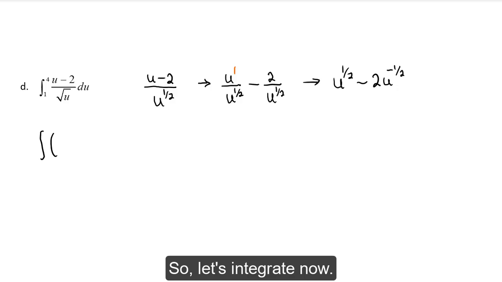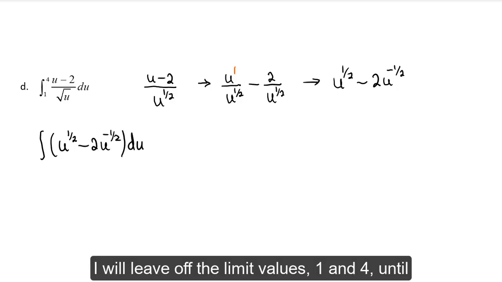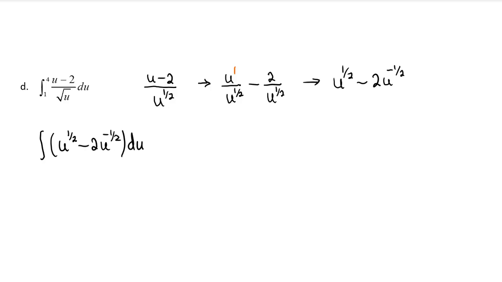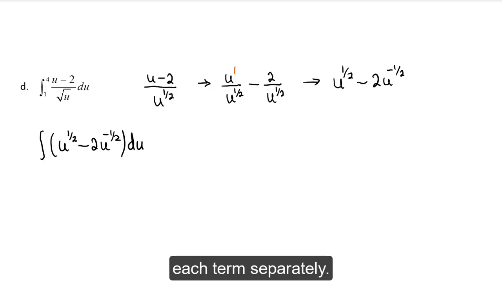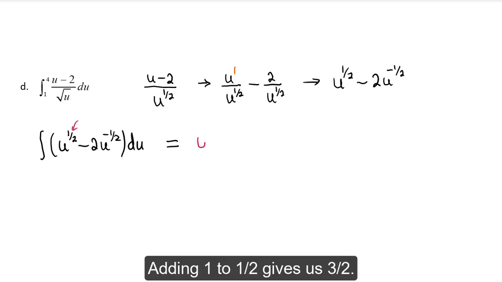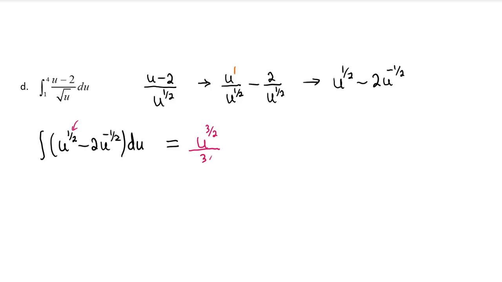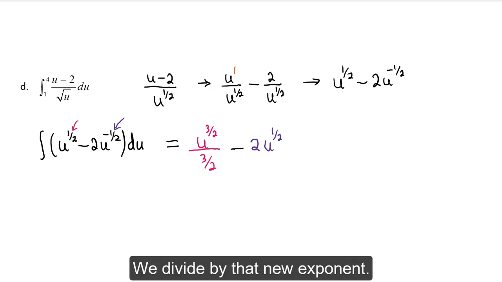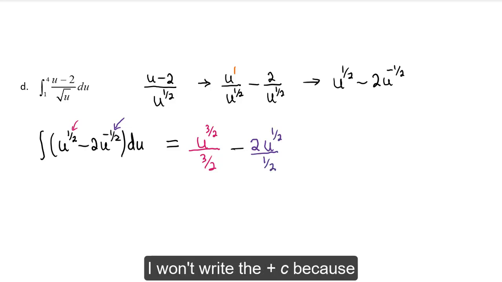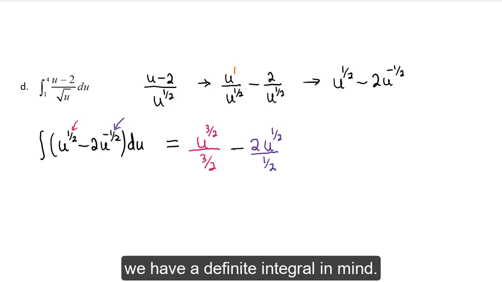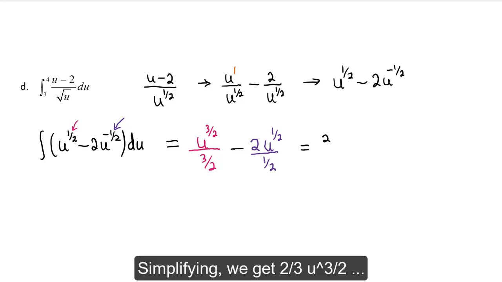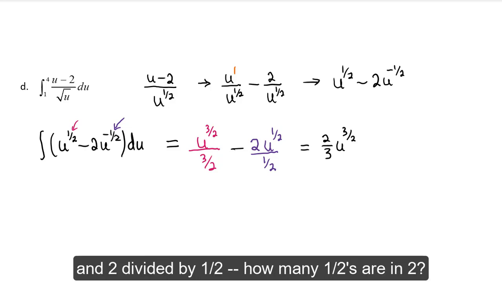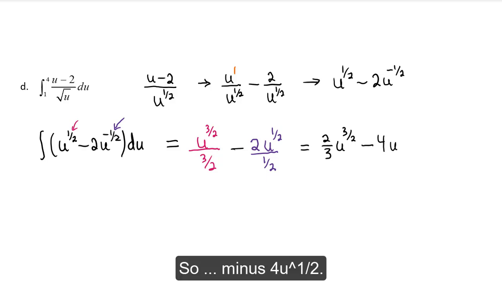So let's integrate now. I will leave off the limit values, 1 and 4, until we find the antiderivative. We have a difference, so we can integrate each term separately. Adding 1 to 1/2 gives us 3 halves. We divide by 3 halves. If we add 1 to negative 1/2, that gives us positive 1/2. We divide by the new exponent. I won't write the plus c because we have a definite integral in mind. Simplifying, we get 2/3 u to the 3 halves, and 2 divided by a half. How many 1/2s are in 2? 4. So minus 4u to the 1/2.